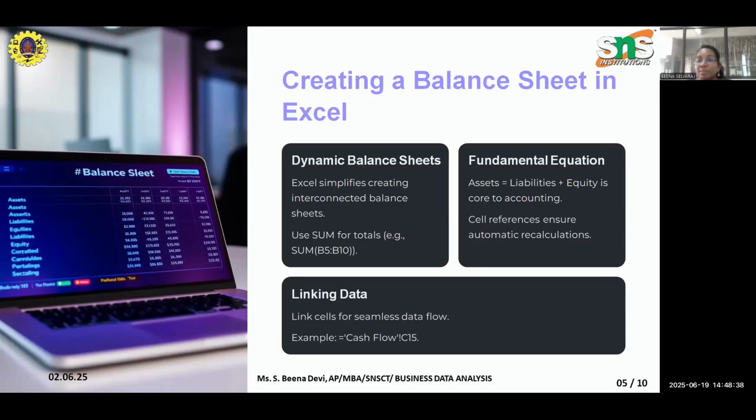And next comes the fundamental equation. For example, assets equal liabilities plus equity, which is core to accounting. All these fundamental equations can be worked out in creating a balance sheet in Microsoft Excel. And third is linking data. For example, linking cells for seamless data flow. If you select a cell and give the cash flow, you can get the cash flow statement for that. So that is how you create a balance sheet simply.